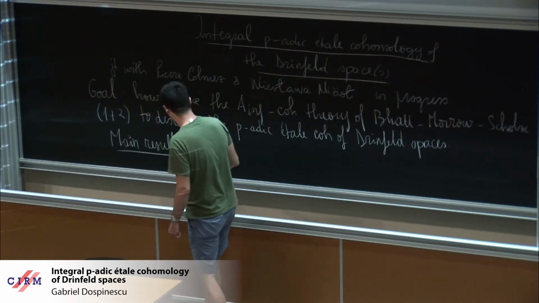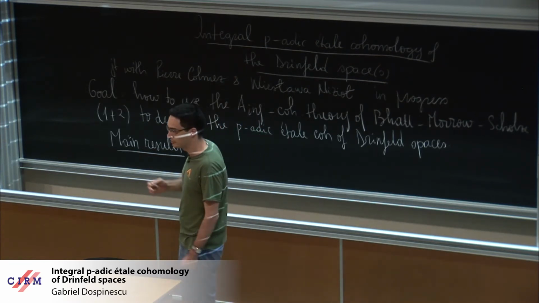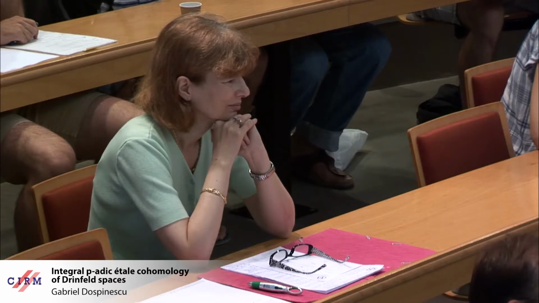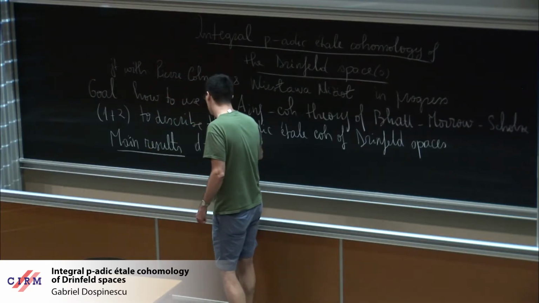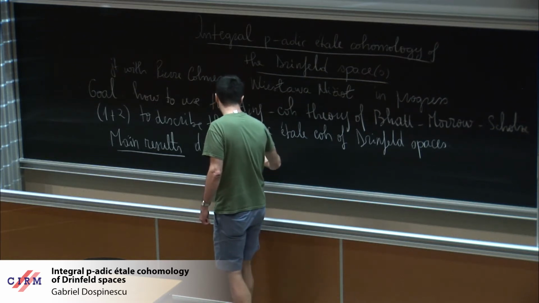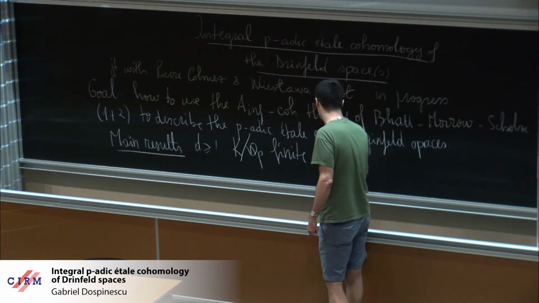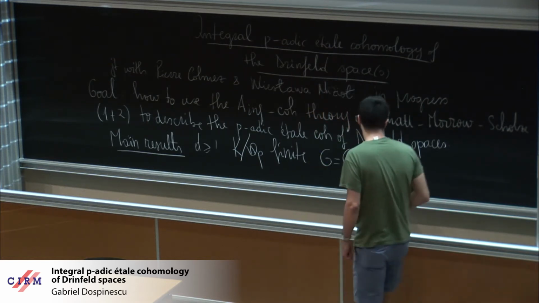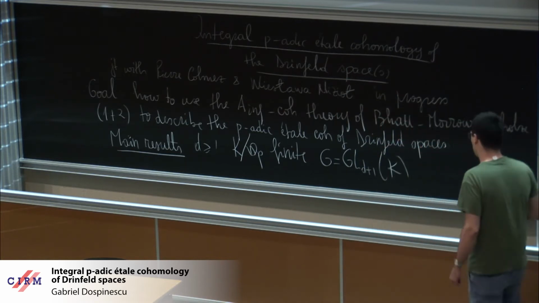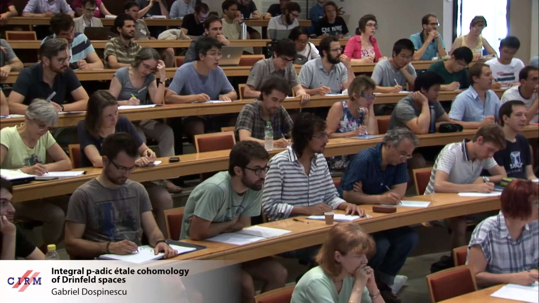So this is a historical moment for me, because it's the first time I will not write G equals GL2(Qp), but G equals GL_n(K). So I take d a positive integer, K a finite extension of Qp, and G will be GL_{d+1}(K). And I need to introduce this Drinfeld space. Unfortunately, this is rather easy.